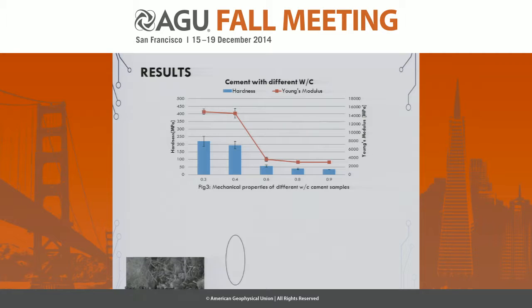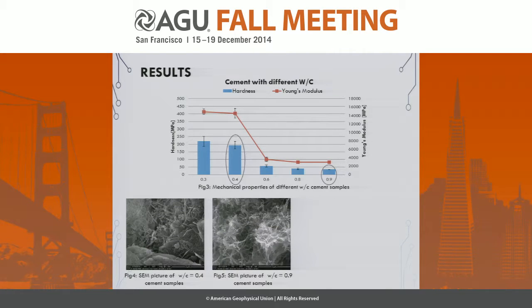SEM pictures were used to compare the difference. You can see here is the 0.4 water cement ratio, here is the 0.9 water cement ratio. And for the 0.4 sample, it appears to be more dense and the whole texture is well compact. Well, on the 0.9 water to cement ratio, it shows visible porosity.